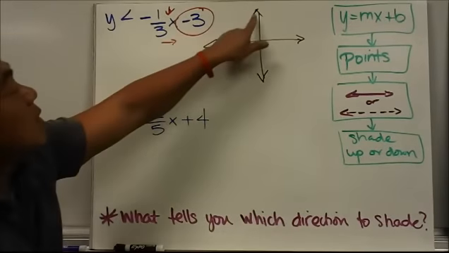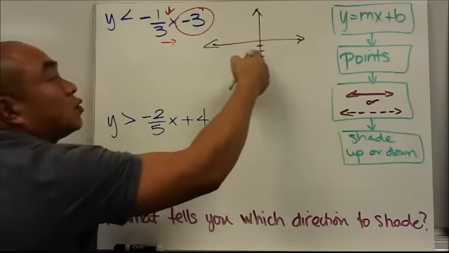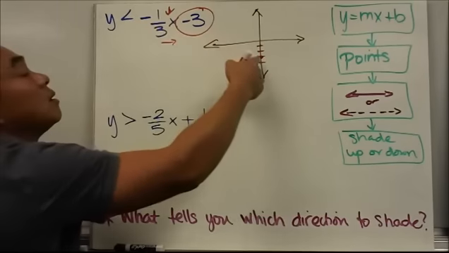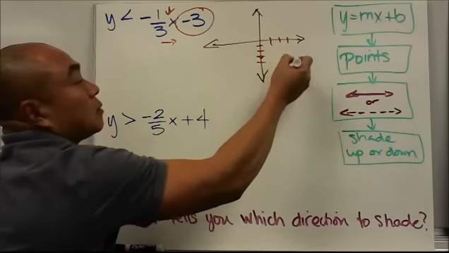So let's start on the y-intercept, which is at negative 3. That's our dot for this. We're going to go down one more because it tells us it's a negative 1. Down 1 and then over 3. So we're looking at right there.